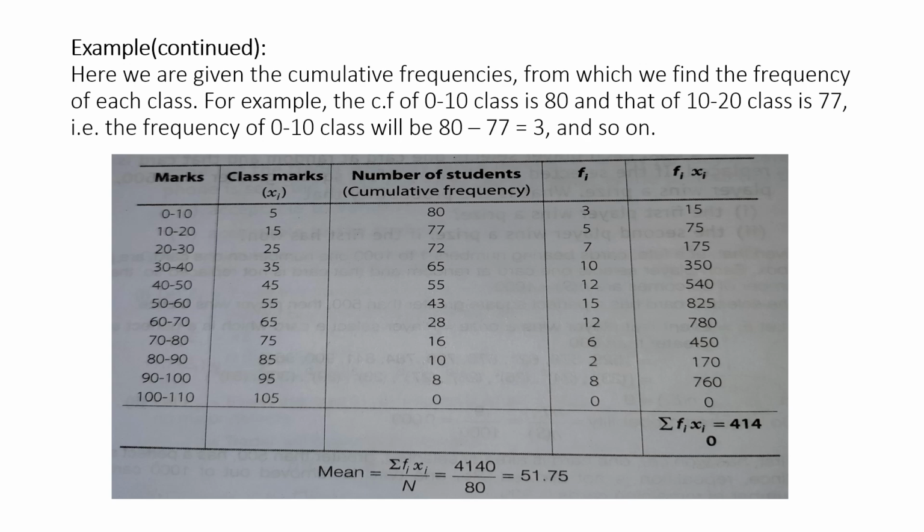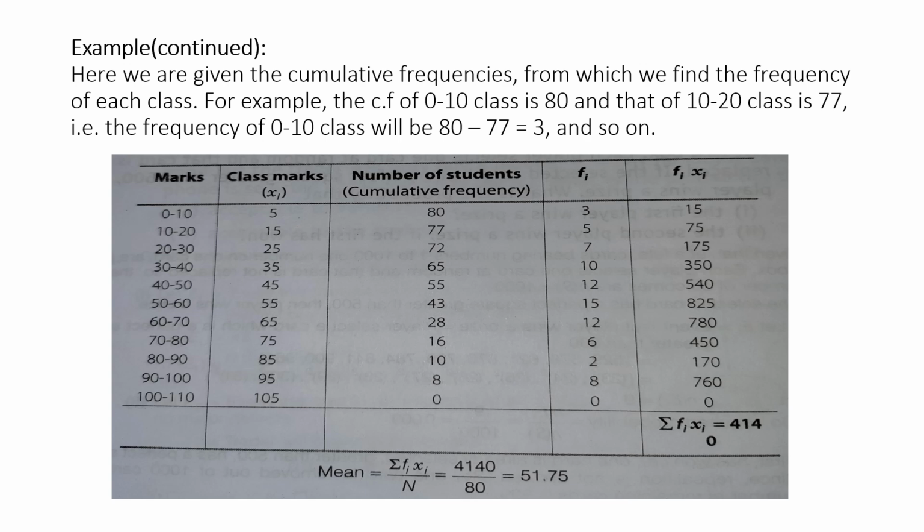Or in other words, 0 and above, 80 students are scoring, 10 and above, 77 students are scoring. So between 0 and 10, 80 minus 77 or 3 students are scoring. Similarly, for 10 to 20 the cumulative frequency is 77, and for 20 to 30 it is 72. That means more than 10, 77 students, but more than 20, 72 students. So between 10 and 20 it will be 77 minus 72 or 5 students. So the frequency for the 10 to 20 class will be 5. In this manner you find the frequency for each class.